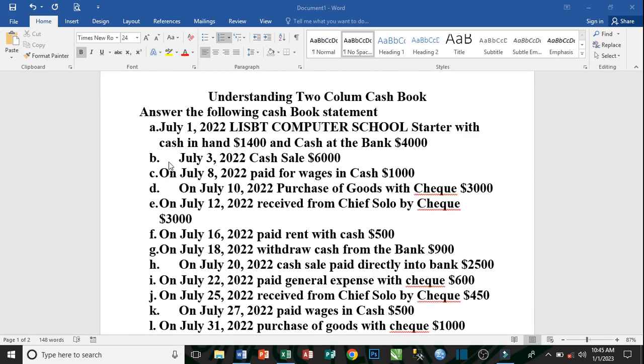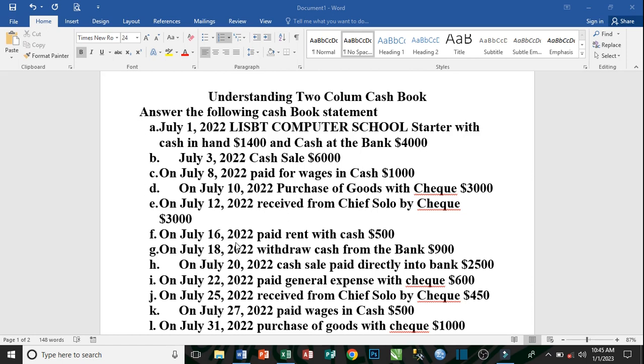Question number two, which is B. July 3rd, 2022, cash sale, $6,000. On July 8th, 2022, paid wages in cash, $1,000. On July 10th, 2022, purchase of goods with a check, $3,000. On July 12th, 2022, received from Chief Solo, that's my name, they normally call me Chief Solo, by check, $3,000.